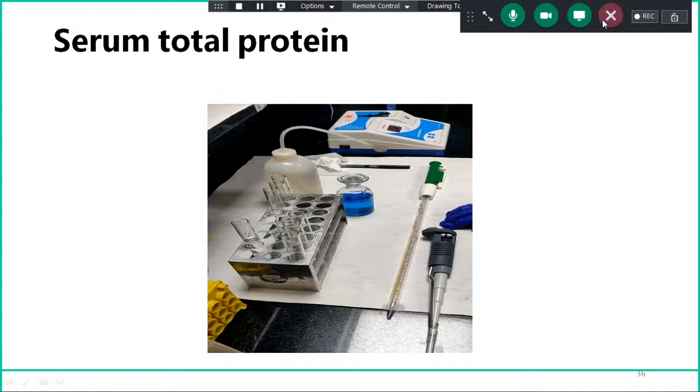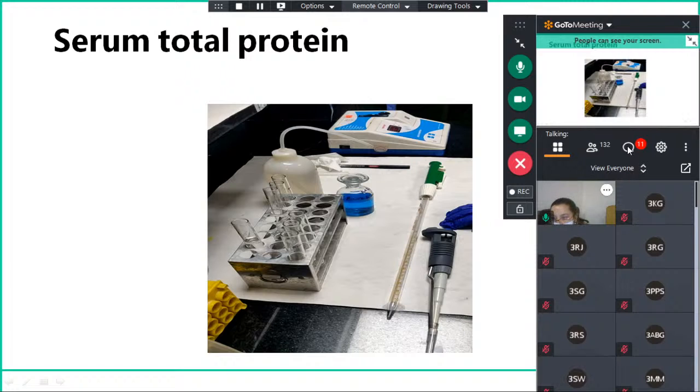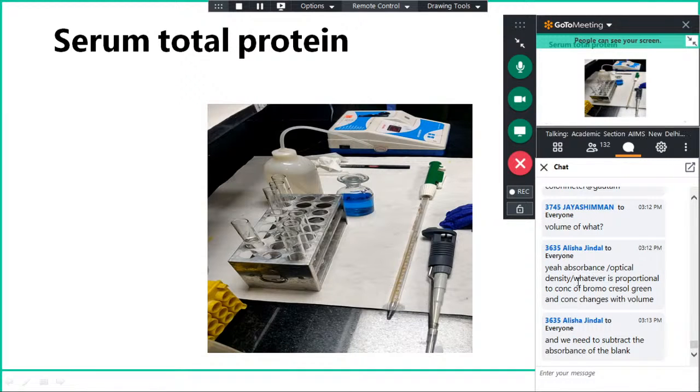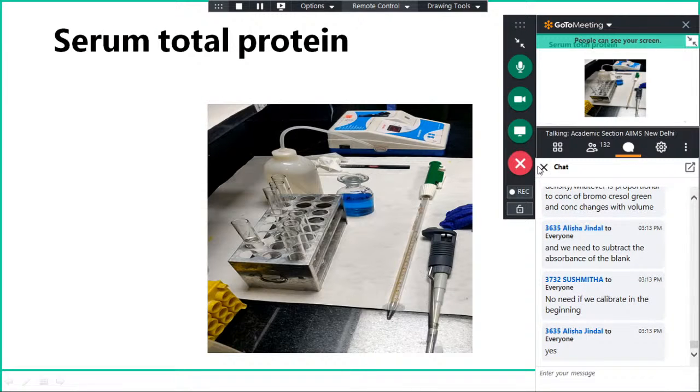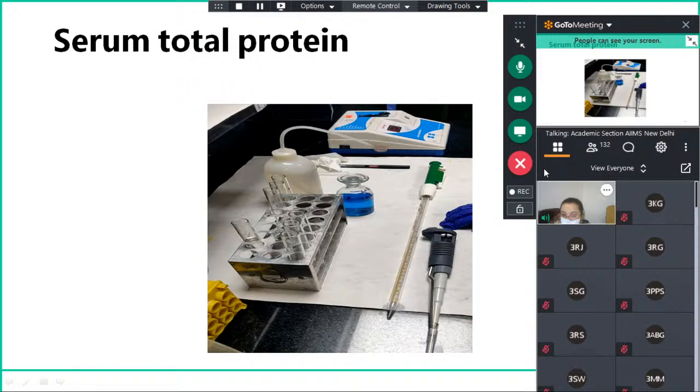What have you written? Absorbance and optical density are proportional to the concentration of chromogen. Yes, we need to subtract the absorbance of the blank, but here we are not subtracting because we have already set the blank to 0 in the colorimeter itself, so it will do it for us. So we need not subtract it.